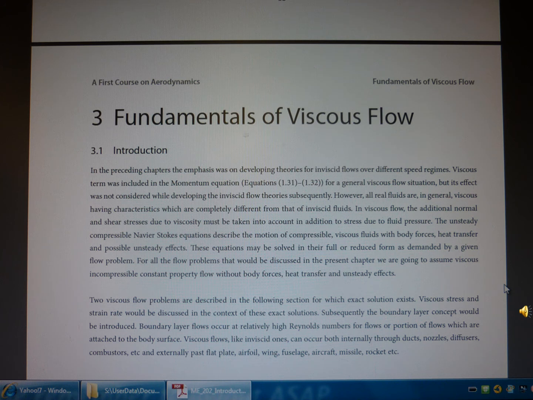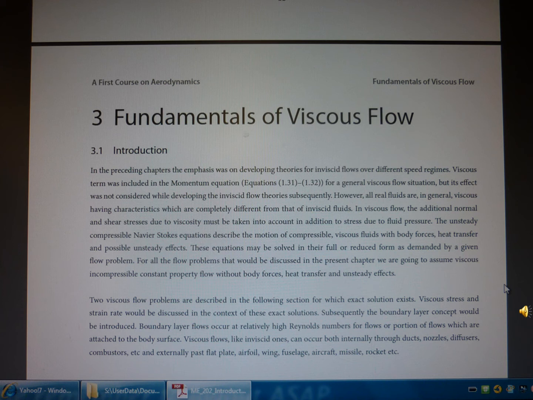Then we are talking about the fundamentals of viscous flow. Viscous flow is included in the momentum equation. So in the momentum equation, we included the viscous flow. In viscous flow, additional normal and shear stress due to the viscosity must be taken into account, because of the viscosity, additional momentum transfer can happen.